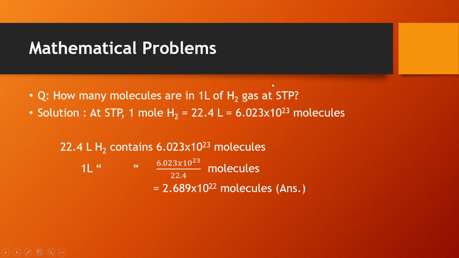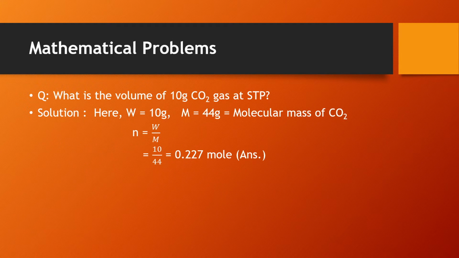So the STP factor should be memorized properly so that you can write the definite value here, because in the question the value of STP won't be given. It will just be mentioned, and you have to memorize and write the values according to the question. So the mathematical problem is given here, and the next problem will be: what is the volume of 10-gram carbon dioxide gas at STP?